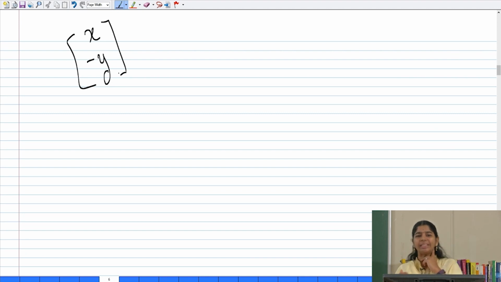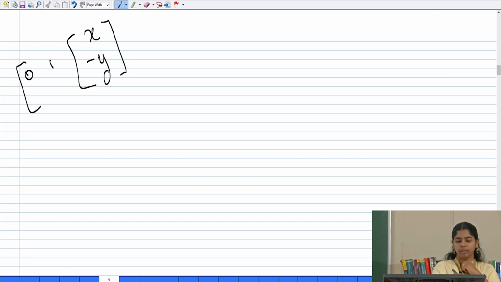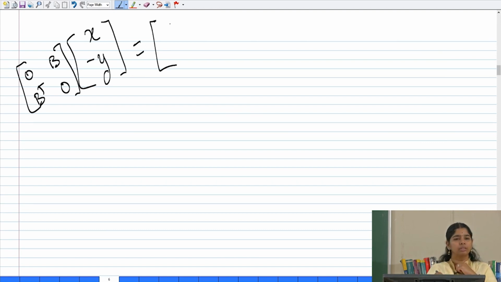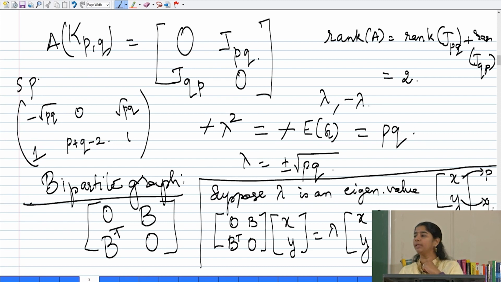Suppose we look at this vector (x, minus y). We want to see whether this will be an eigenvector for some eigenvalue. So, suppose I look at the matrix [0 B; B transpose 0] applied to (x, minus y). What would this be? We get minus By and B transpose x, and we already know from the previous representation that By is nothing but lambda x, and B transpose x is lambda y.